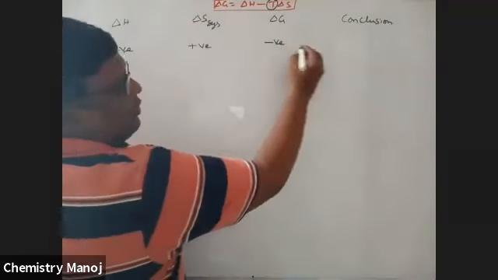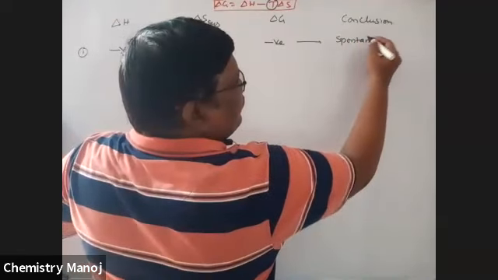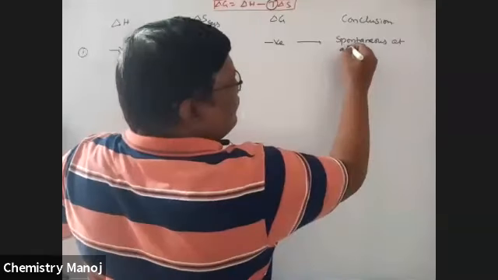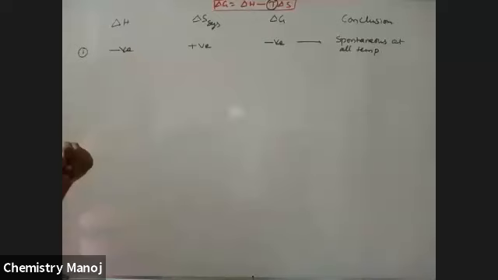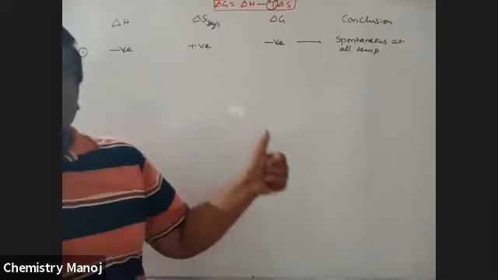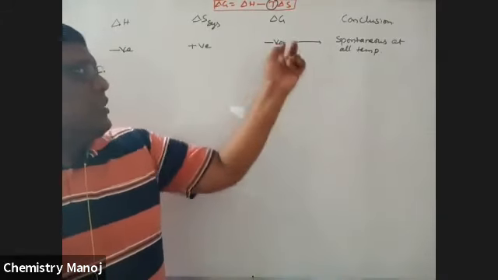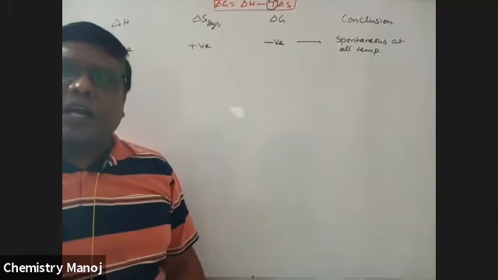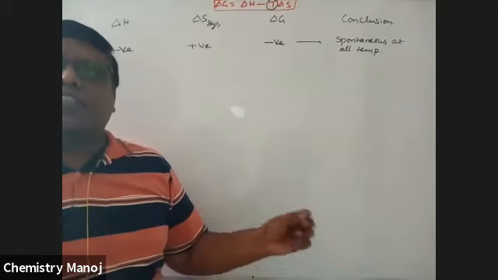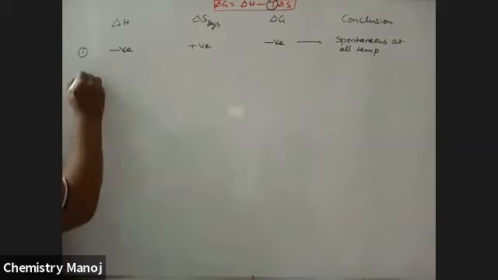If the delta G value is negative, that is spontaneous, at all temperatures. That means for any process whose delta H is negative and delta S is positive, automatically at any temperature the system has delta G negative. Therefore, it should be spontaneous, because for any spontaneous process, delta G should be negative. Now I am taking the reverse case.